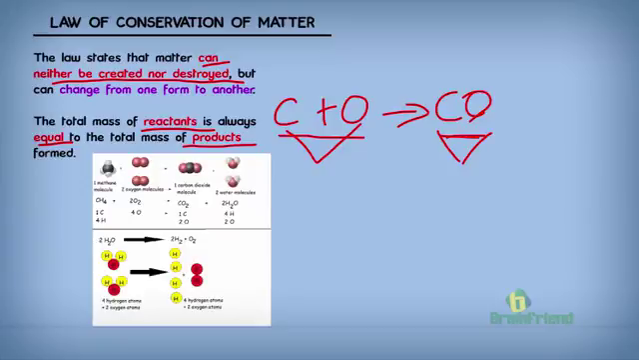So we have an example here. We have one methane molecule combining with 2 oxygen molecules to form carbon dioxide and water. You see that there is a change from one form to another. The methane and oxygen molecules combine to form carbon dioxide and water. So there's been a change of form, no doubt.